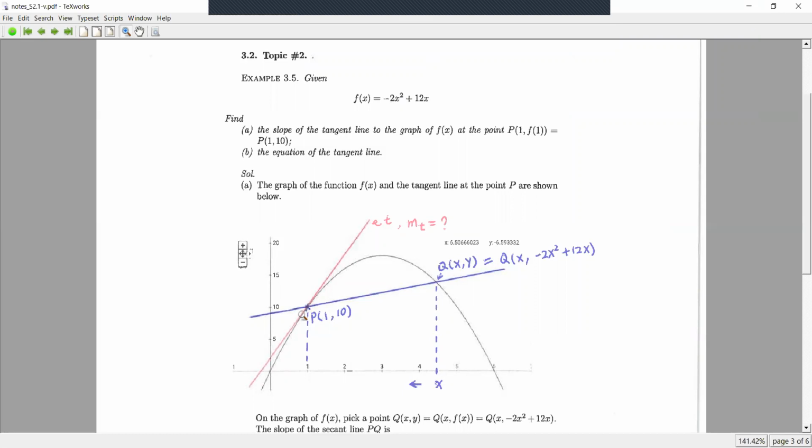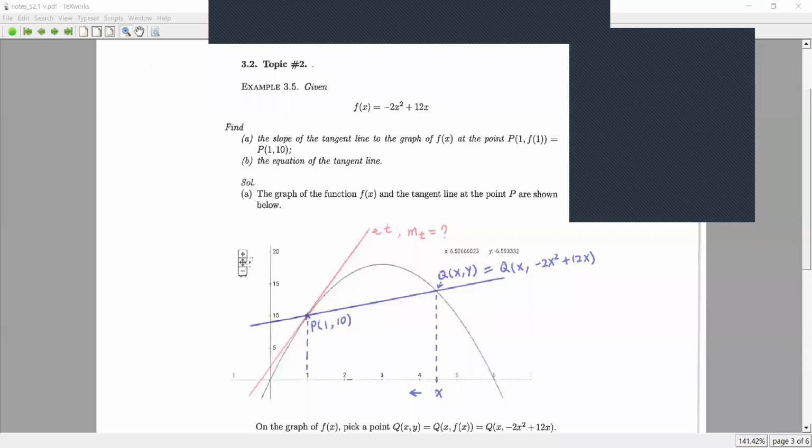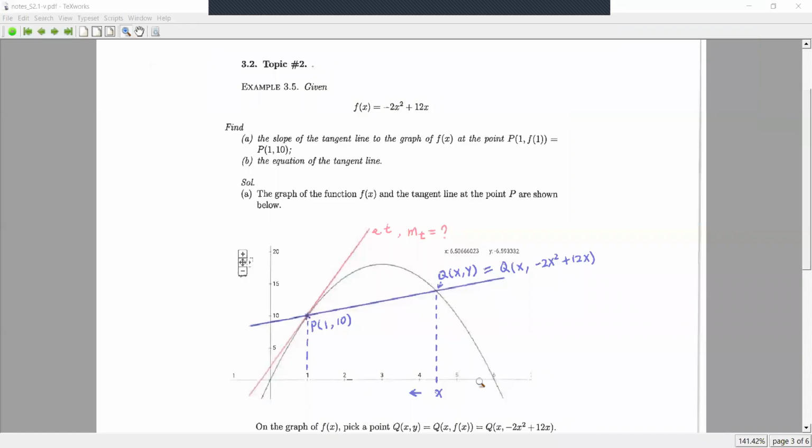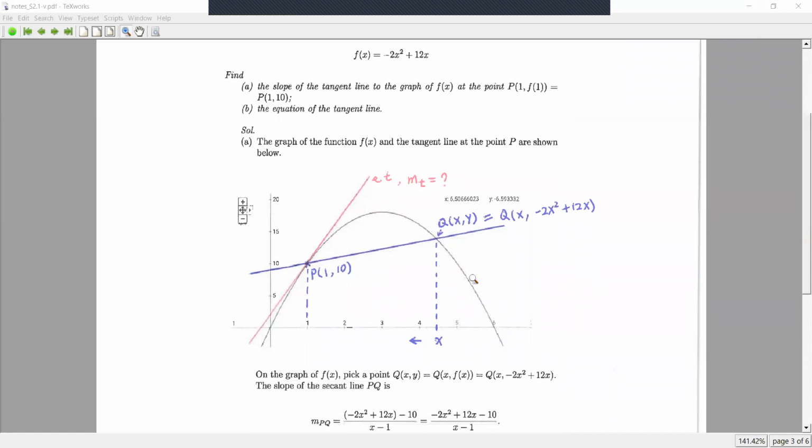Now, to overcome this difficulty, to find the slope of a tangent line, we have to use a limit. On the graph of the function, I arbitrarily pick a point, point Q. Because the point Q is on the graph of the function, the y coordinate must be the function value, f of x. It is negative 2x squared plus 12x.